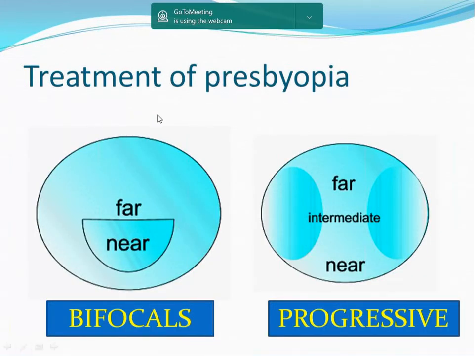Then we have one more thing, that is presbyopia. All of you know what presbyopia is. As the person ages above 40 years, what happens is, I was just telling you about accommodation, right? The power of accommodation decreases because of two factors. One is that our natural lens becomes more stiff and loses its elasticity. And the second thing is that your ciliary body becomes weak. Because of both reasons, the power to accommodate decreases.